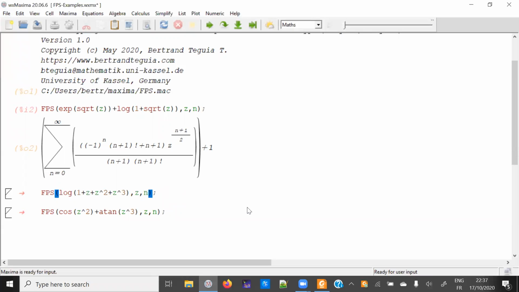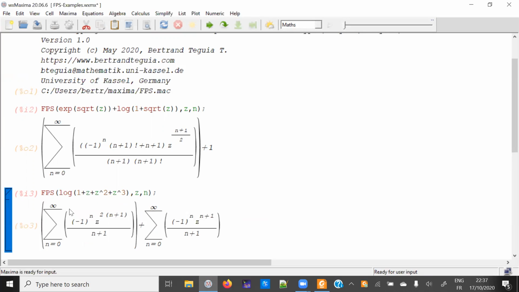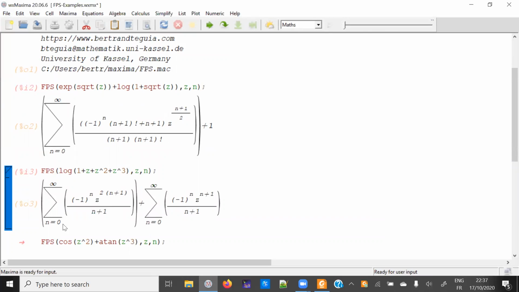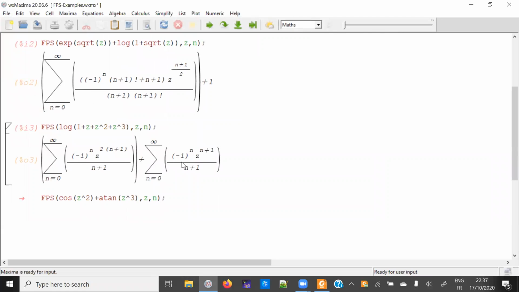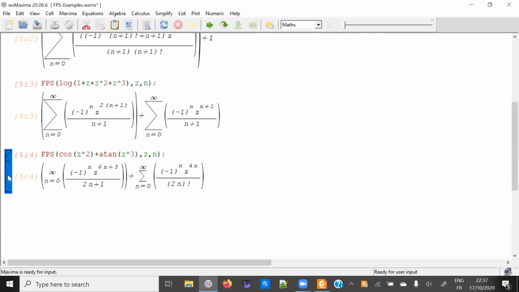And here we have another expression. I like this one, which is the log of 1 plus z squared plus z cubed. It is difficult to see that we can have 2-fold and 1-fold from this expression here. And here we have a linear combination of 2 hypergeometric type functions, which gives this one here.